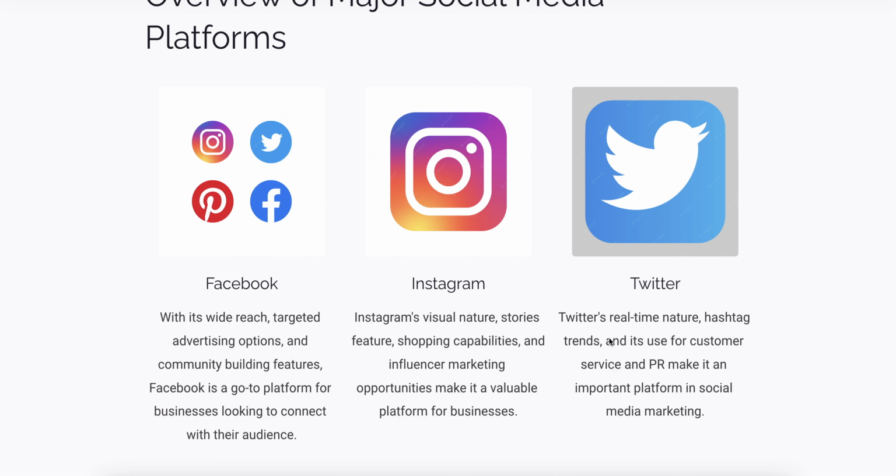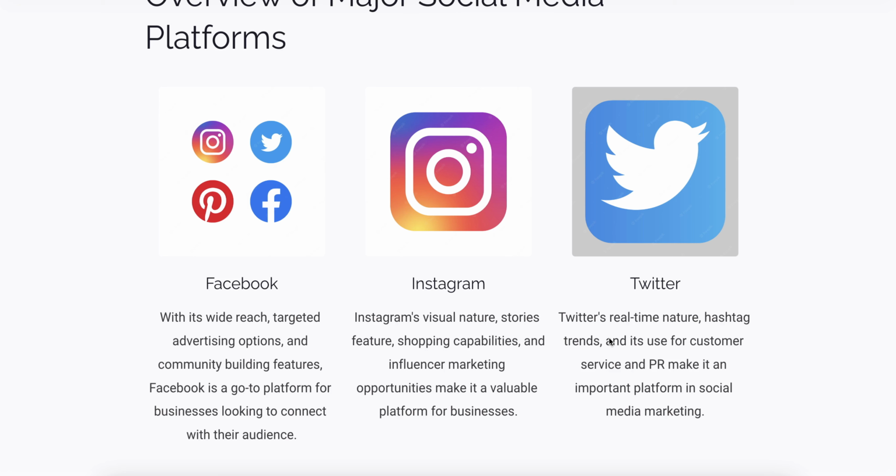So with Facebook, it does have a wide reach. It has targeted advertising options and community building features. So it's kind of a go-to platform for businesses looking to connect with their audience. It's a great place that you can send people and nurture that relationship by interacting with them, allowing them to ask questions, and even leave their reviews.